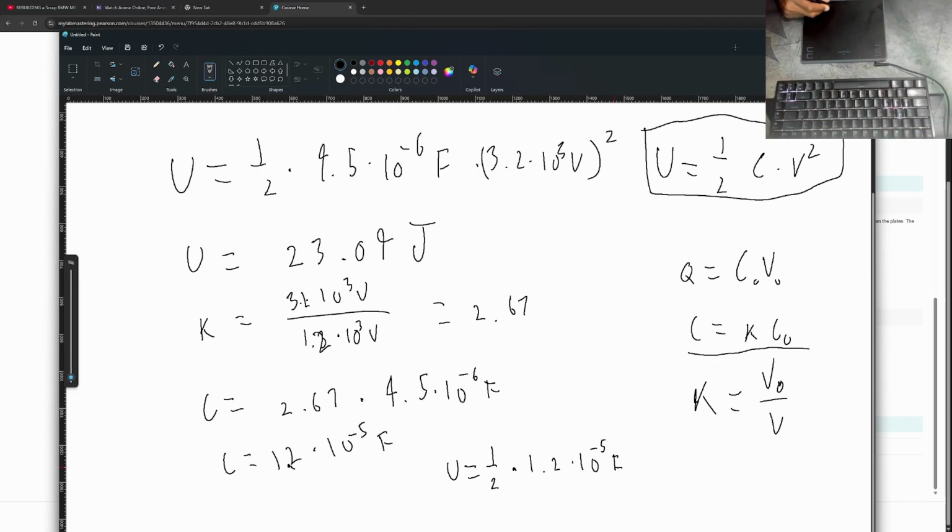And then we can write this also as our 1.2 times 10 to the power of 3 volts squared. So, 1.2 times 10 to the power of negative 5 times 1.2 times 10 to the power of 3 squared, divided by 2. So then we're left with a stored energy of 8.64 joules.